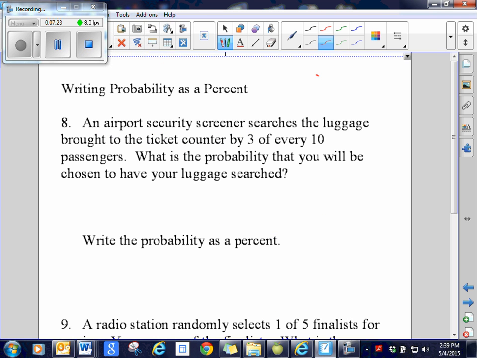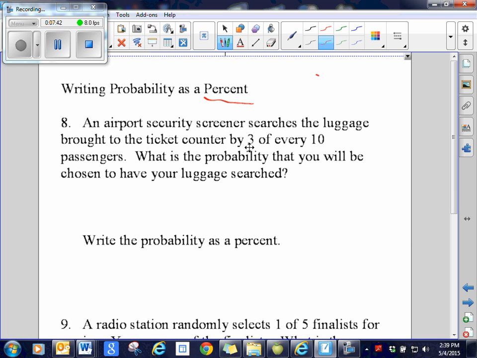Now we're going to bring probability into this. I told you last chapter we wrote probability only as a fraction between 0 and 1. But oftentimes you do see probability written as a percent, which means you just take one more step, take the fraction that you have, and turn it into a fraction with 100 as a denominator.